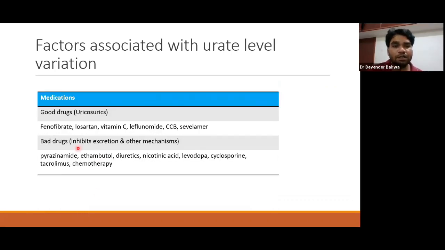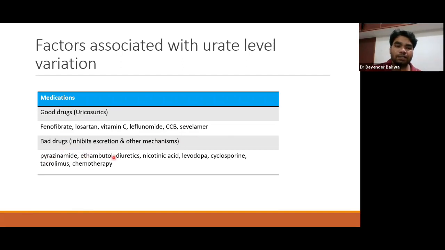Coming to medications, there are good drugs and there are bad drugs. The good drugs are those which cause uricosuria, mostly drugs which help more uric acid excretion by the kidney. These include fenofibrate, losartan, vitamin C, leflunomide, CCB, and sevelamer.